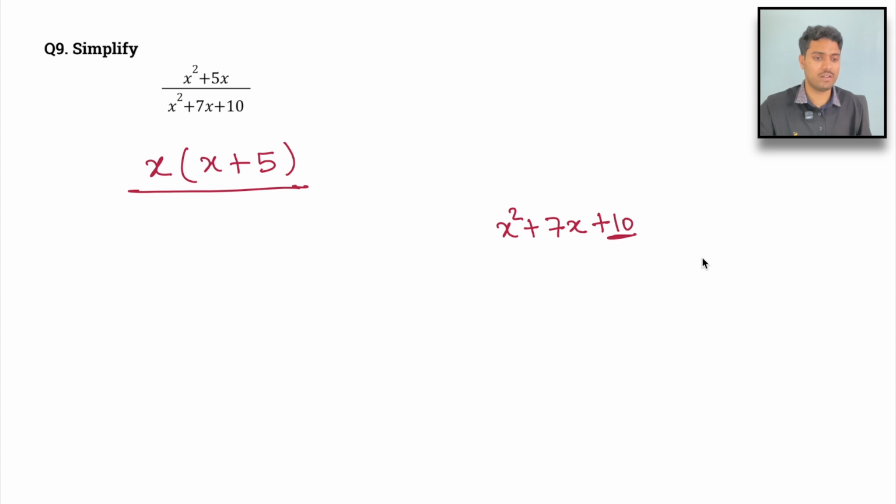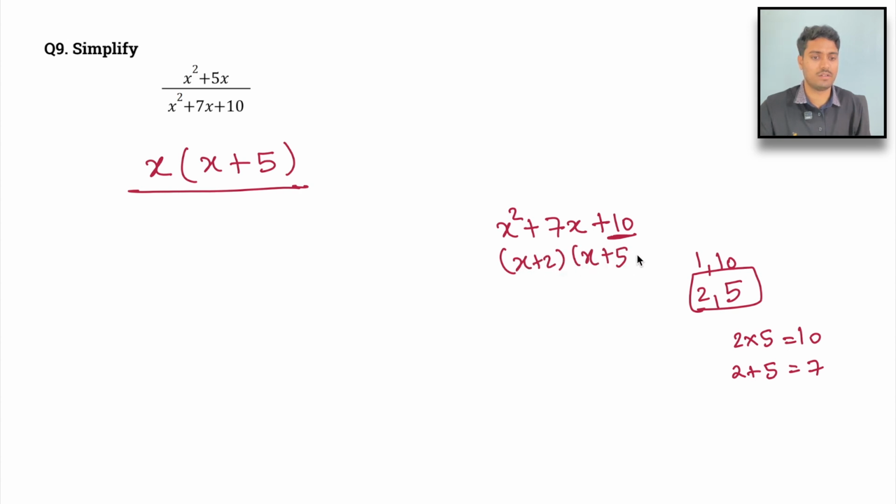So I have 10 here, find the factors of 10: 1 and 10, 2 and 5. So definitely 2 and 5, 2 multiplied by 5 will give us 10, and 2 plus 5 will give us 7. Hence the factors are x plus 2 and x plus 5. So I can write it here, x plus 2 and x plus 5. So x plus 5 will cancel out, and the final answer is x upon x plus 2.